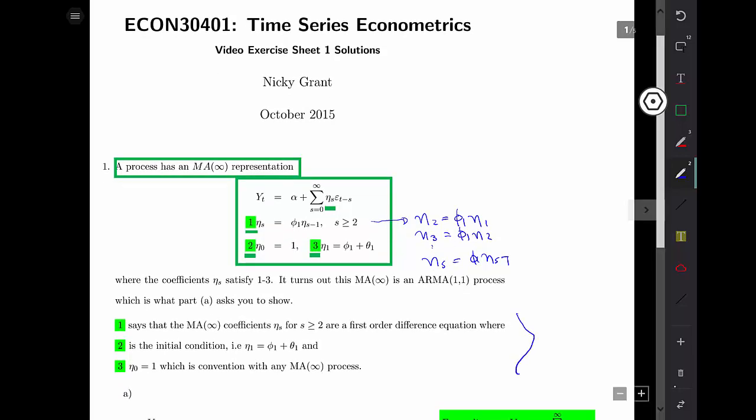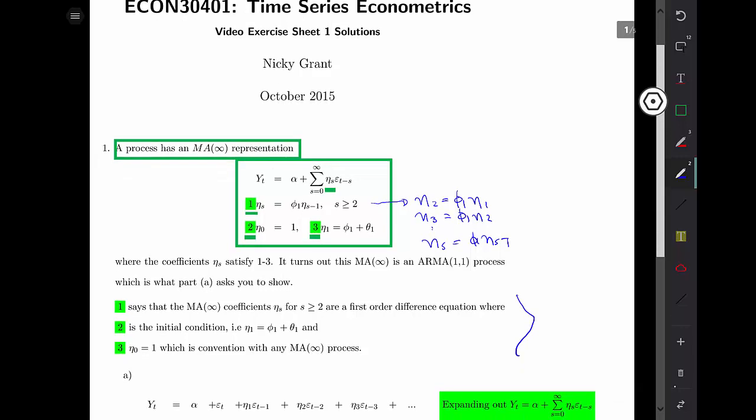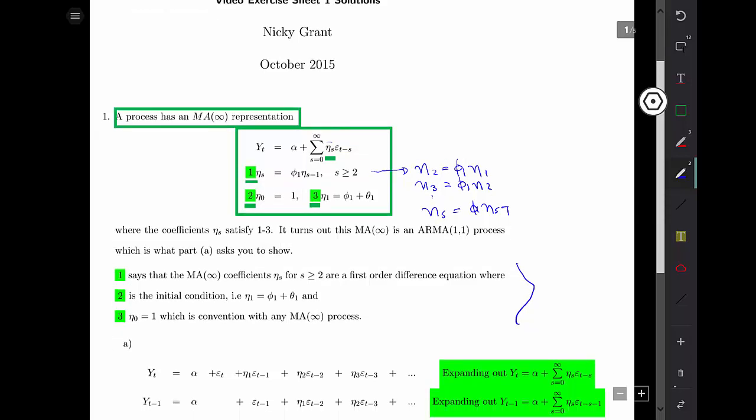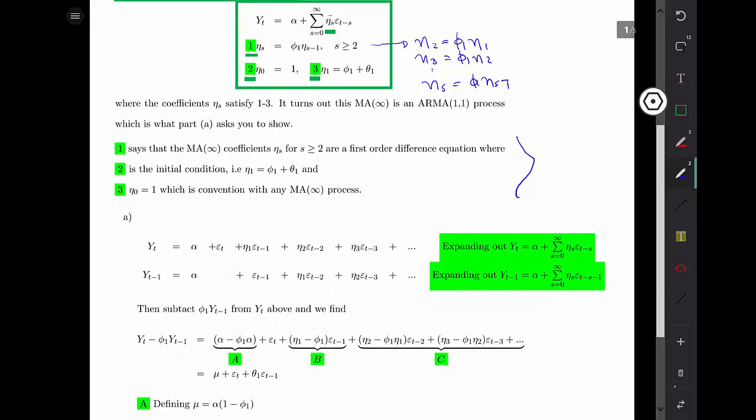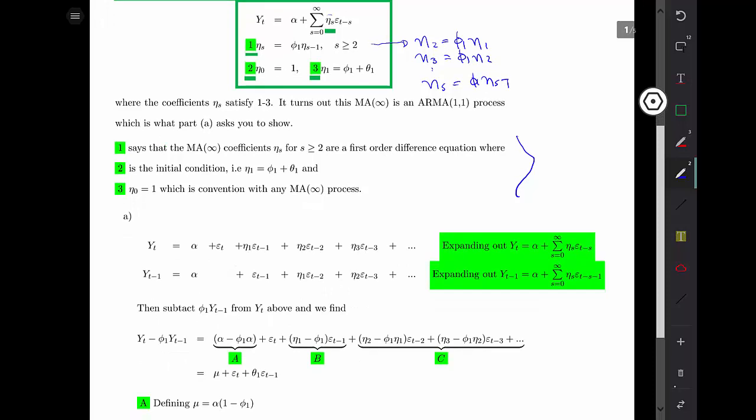The question part A then asks you to show that this turns out to be the MA infinity representation of an ARMA 1-1. Namely, that the MA infinity representation of the ARMA 1-1 would have MA infinity coefficients, call them psi, which satisfy conditions 1, 2 and 3. And to show that, the question asks you to show that yt minus phi 1 yt minus 1 equals mu plus epsilon t plus theta 1 epsilon t minus 1. Okay, so this is what we're going to show now.